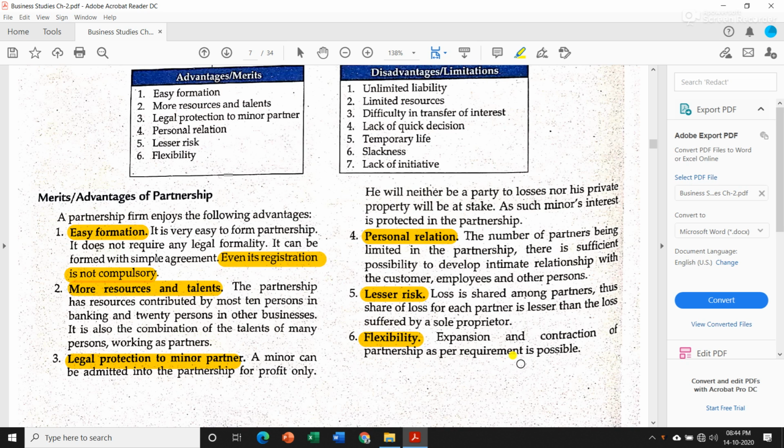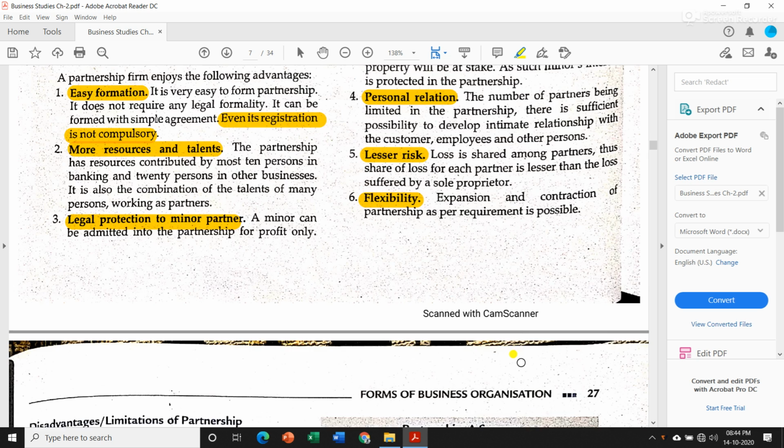Means if the partners want to expand their business, they can do that, and if they want to contract, means if they want to reduce the size of their business, they can also do that as per their mutual consent.